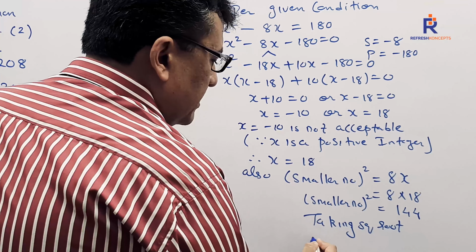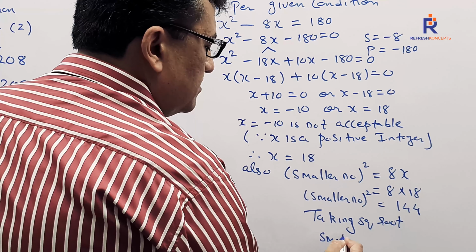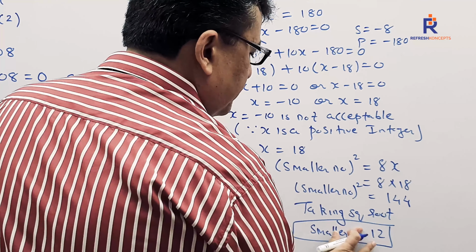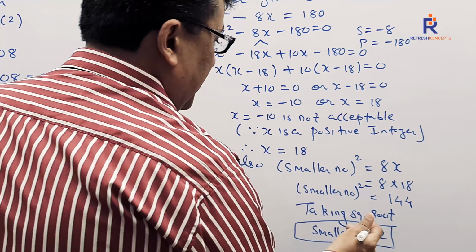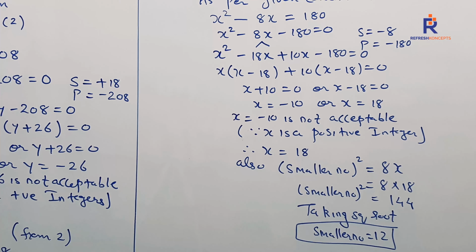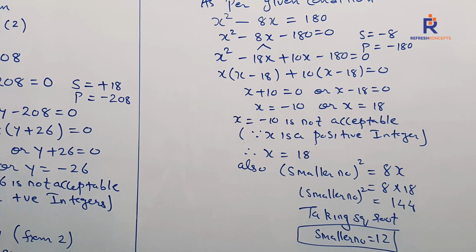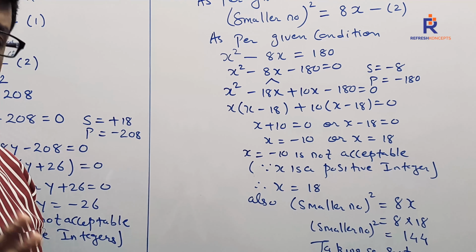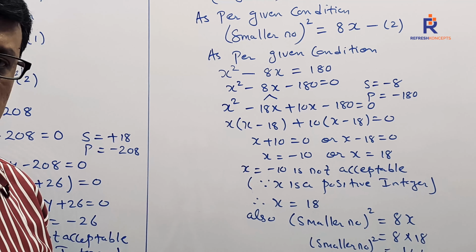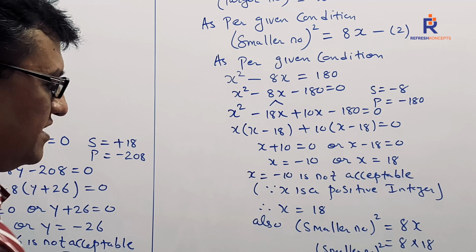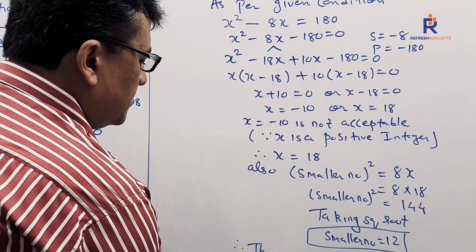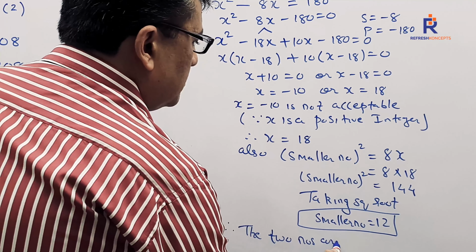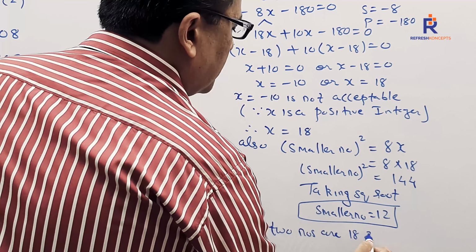Again, same lines, taking the square root, your smaller number is going to be 12. Your smaller number will be 12, your larger number was 18. Mind you, a minor change is what we have taken. We have said that in this sum the numbers are going to be positive numbers. Yes, you could always have negative numbers also, but here we have taken them as positive numbers. Therefore, the two numbers are: larger being 18, smaller being 12.